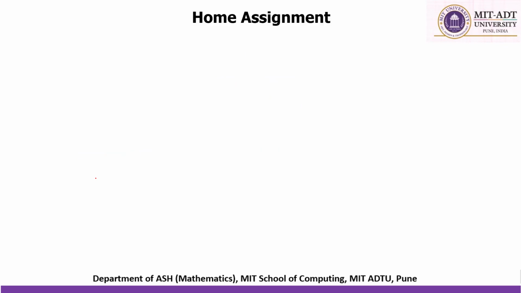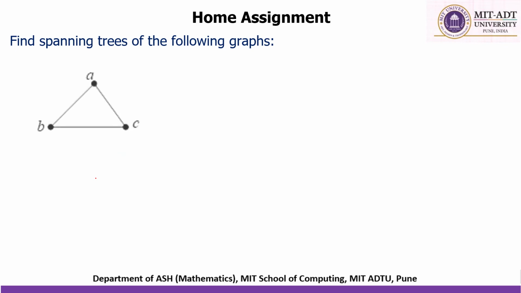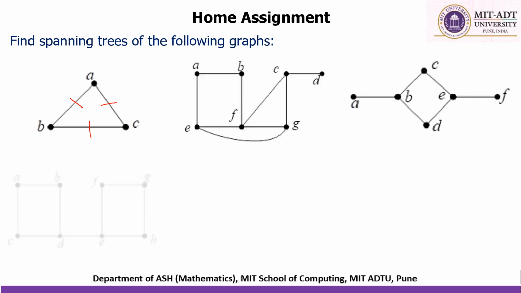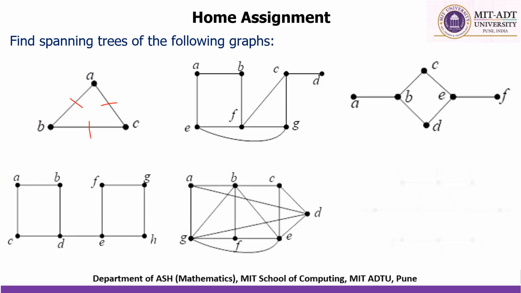Let us take some homework assignments to find spanning trees of the following graph. This is very simple. If you want to find the spanning tree, there will be 3 spanning trees. If we remove this edge, we get one spanning tree. If we remove this, we get another spanning tree. If we remove this, we get the third spanning tree. Similarly, we are able to get the different spanning trees of the given graphs.